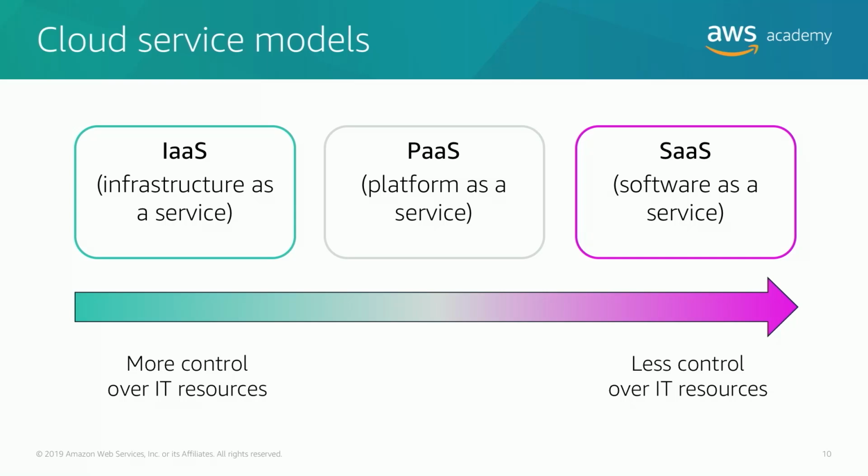There are three main cloud service models: infrastructure as a service, platform as a service, and software as a service. Each model represents a different part of the cloud computing stack and gives you a different level of control over your IT resources.